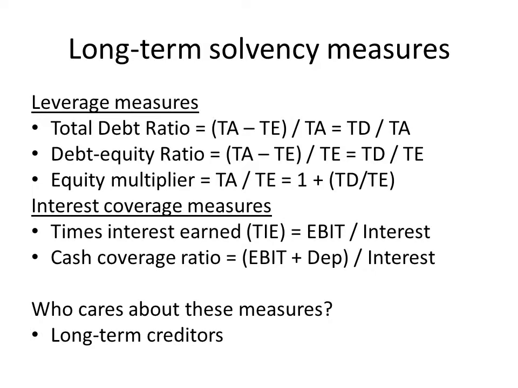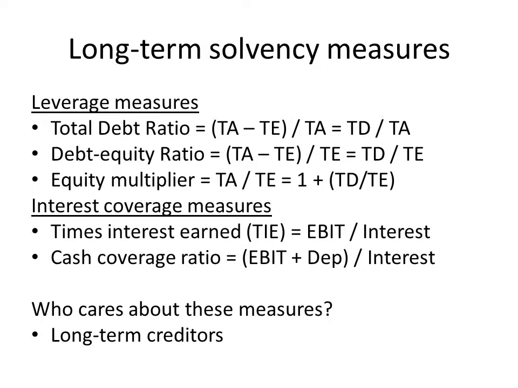So let's think about a firm that has a total debt ratio of 0.5. That means that 50% of the assets are funded with debt. That same firm would have a debt-to-equity ratio of 1. So how did I know that the debt-to-equity ratio would have to be 1? Well, the firm's capital structure is composed of debt and equity. If 50% of the capital structure is debt, by definition, 50% has to be equity. So 0.5 divided by 0.5 is going to be equal to 1.